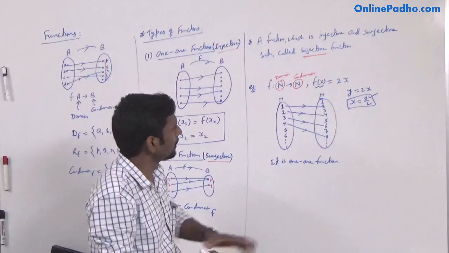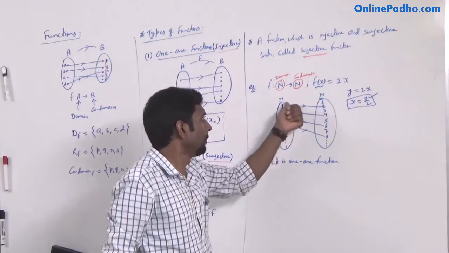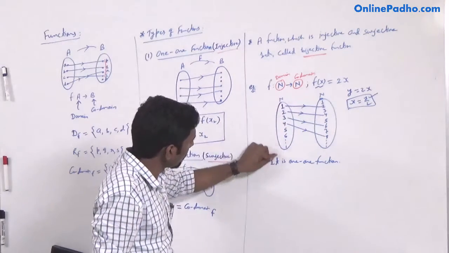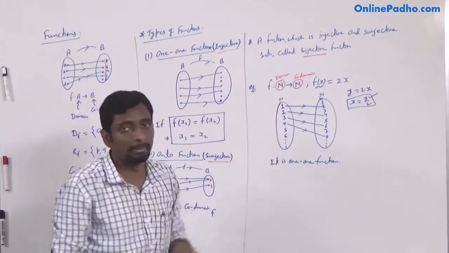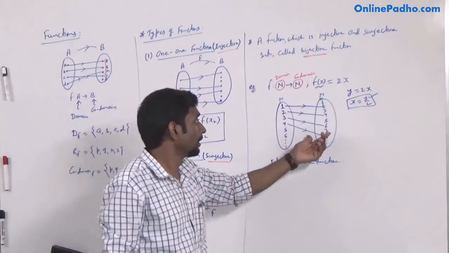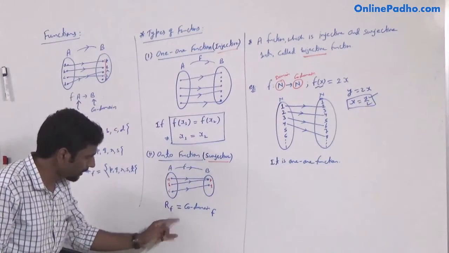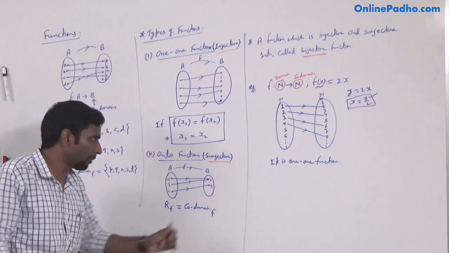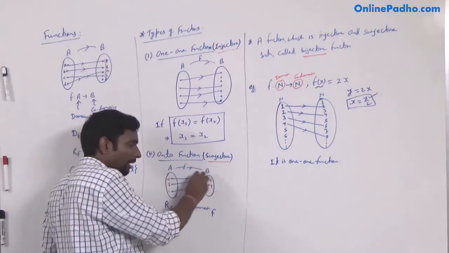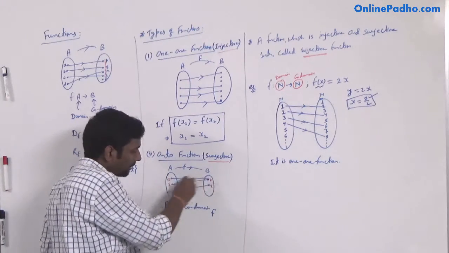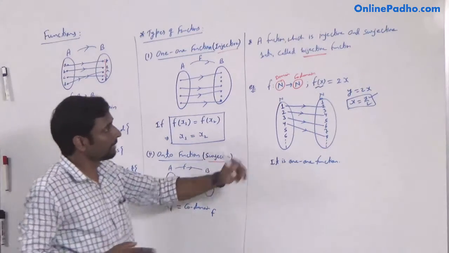If you consider y as 1, then x is 1 by 2, and 1 by 2 is not a part of the set of natural numbers. So this function is not a surjective function. Why is it not surjective? In a surjective function, the range must be equal to the codomain, and for each and every element of its codomain there must be a pre-image in the domain. That type of function is called an onto function, but in this case it is not possible.